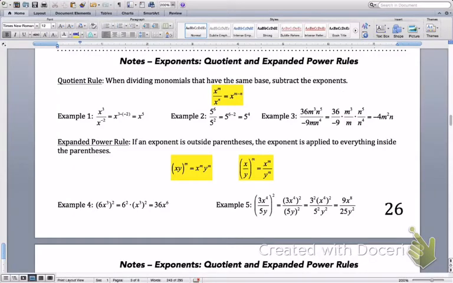Today we're going to continue exponents, and we're going to work on the quotient and expanded power rule, which is just the power rule with a distribution within it.